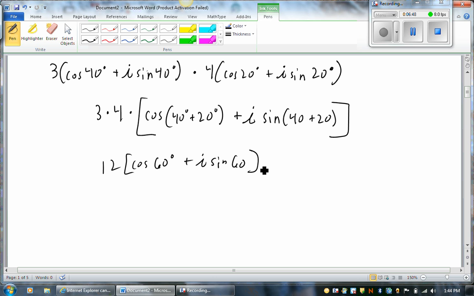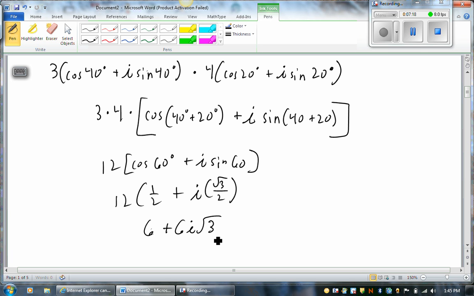And we're going to get this in exact value. It's going to be 12 times a half plus i times radical 3 over 2. And when we distribute, rationalize, reduce, all that good stuff, we're going to get 6 plus 6i radical 3. There we go.